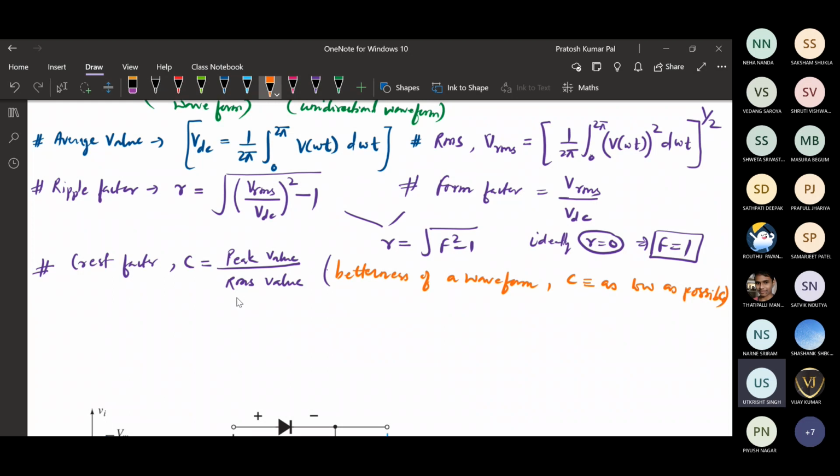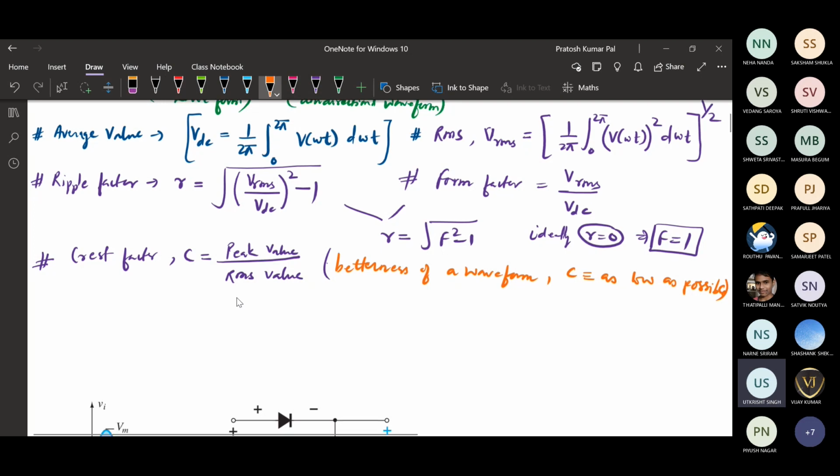So these are some parameters that are basically used in the case of a rectifier, and also some parameters like PIV, peak inverse voltage. We have already seen what PIV is. So these are the parameters we will be calculating in the case of the rectifier circuit. Okay, so we will start with the rectifier circuit.